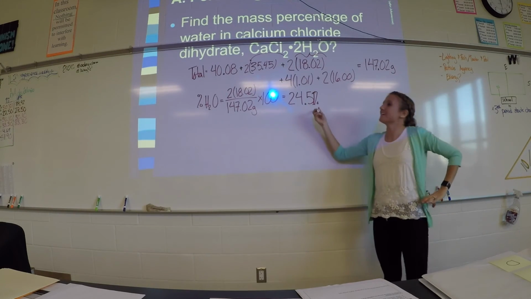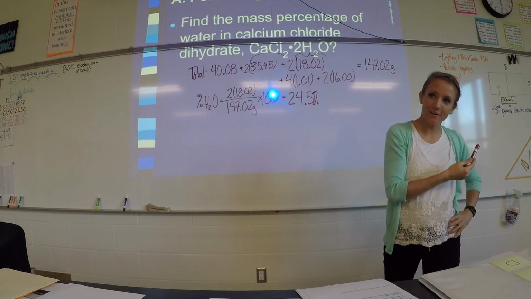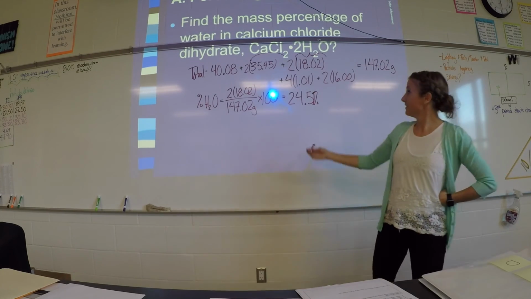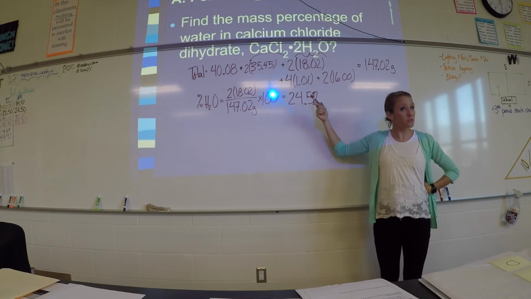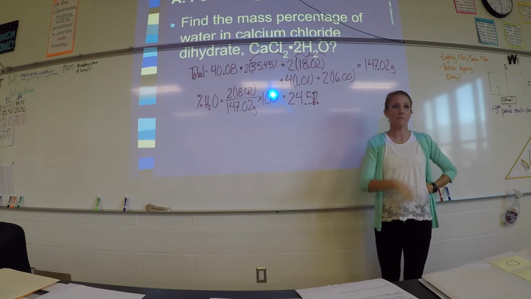So, tell me this. If I were to heat up this compound and evaporate all the water, how much weight would it lose? 24.51%. Yeah, that much of it. Almost 25% of it would go away just by heating it up.